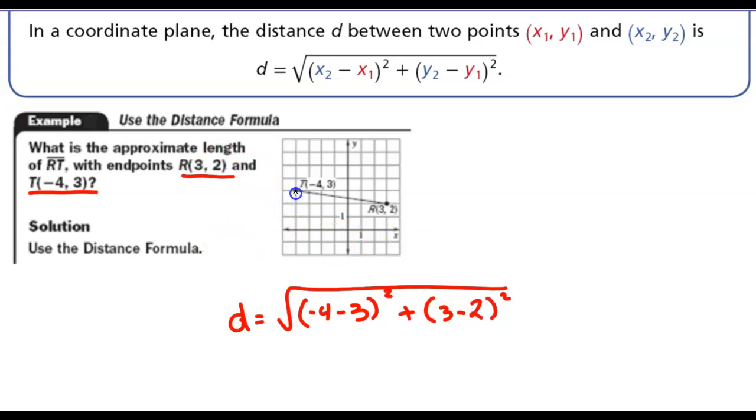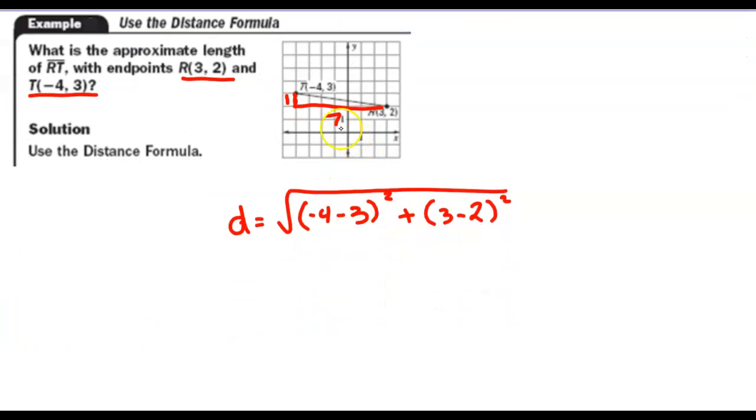Essentially what you're doing is, if you wanted to, you could take this and draw this down and draw this over, and guess what? This is a right triangle. The distance to go down is 1. The distance to go across is 7. And that's what this formula is going to give me. It's going to give me the distance across here from left to right, which is 7. And then I'm going to square that number.